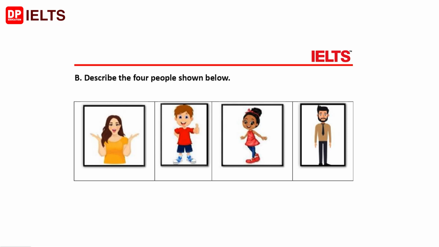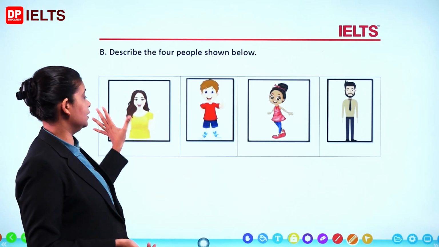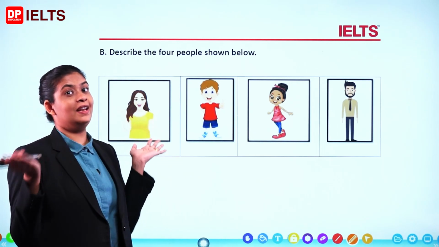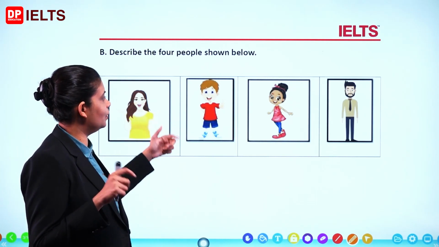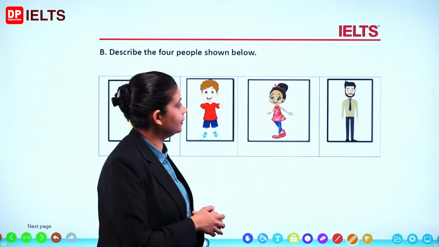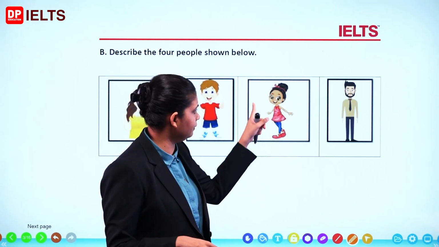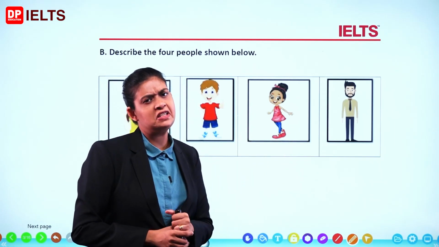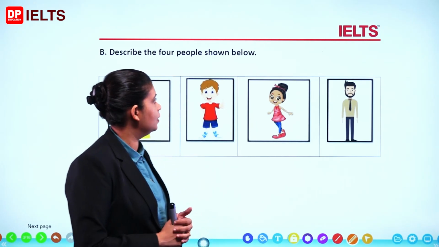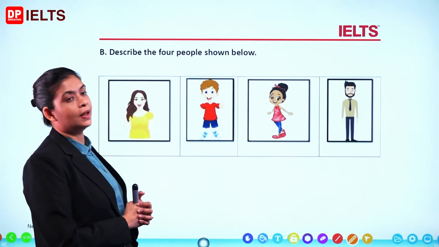Describe the four people shown below. So here you have a girl who is wearing a yellow top, looking very excited. Here is a boy, looking happy. Here is a girl. Here is a boy whose face is not very clear. So how do you describe these people?